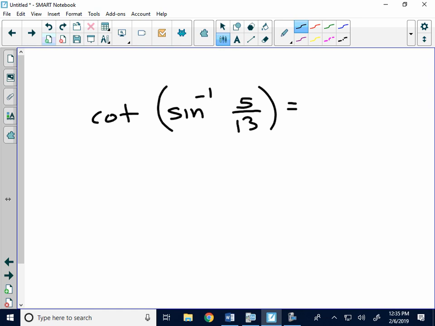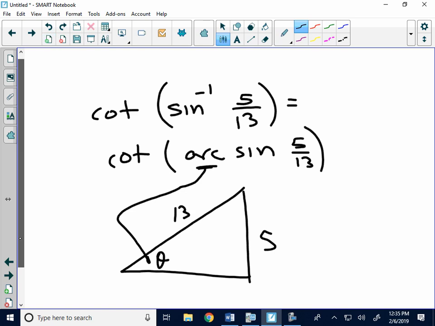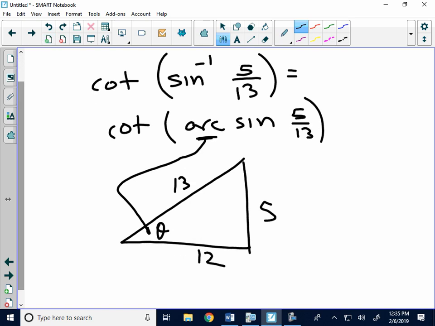Okay, so I need the cotangent of an arc or an angle. You can think angle. I'm going to write arc sine of 5/13. I'm going to draw a little triangle. The angle, the arc, I'm going to call that guy right there theta. I know the sine of this angle is 5/13. Pythagoras says the missing side is 12. Right, there's my right angle.